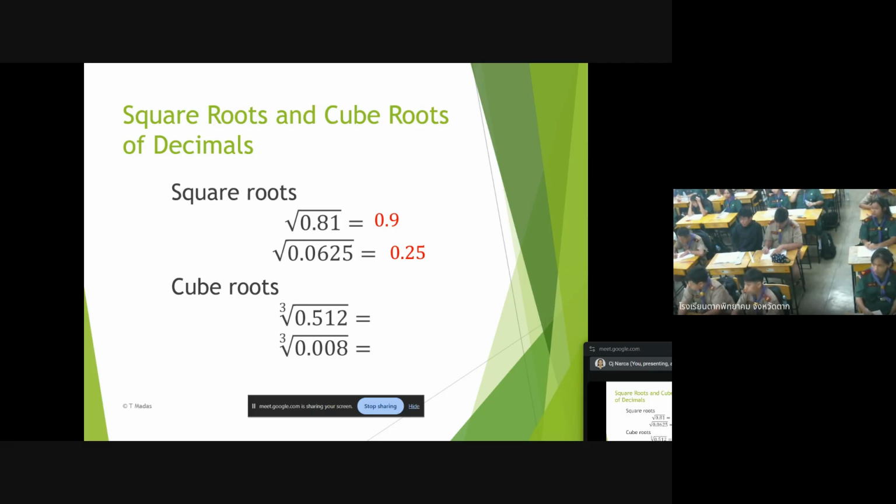How about this? Cube root of 0.512. What is the answer? We have 0.8. 8 times 8 times 8. Okay, 0.8. How about this? 0.008. Yeah, 0.2. Okay, very good. Because we are talking about 3 times, right? 2 times 2 times 2. Okay. Understand? So, those are different rules.